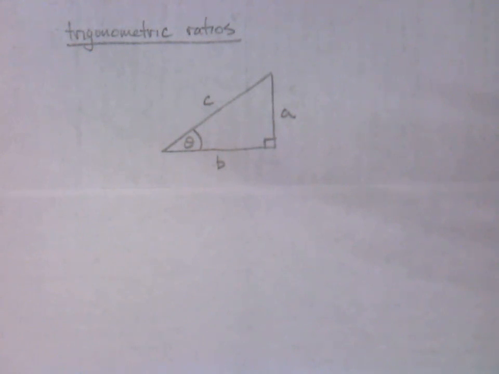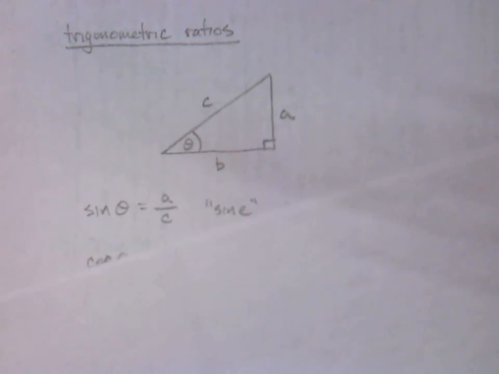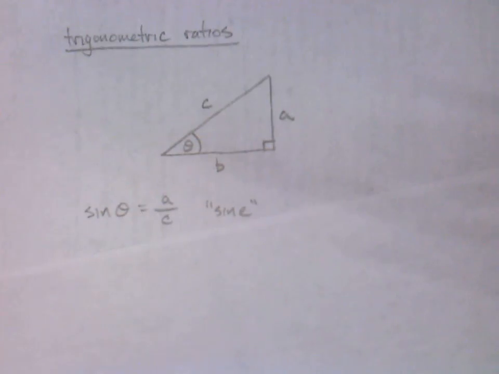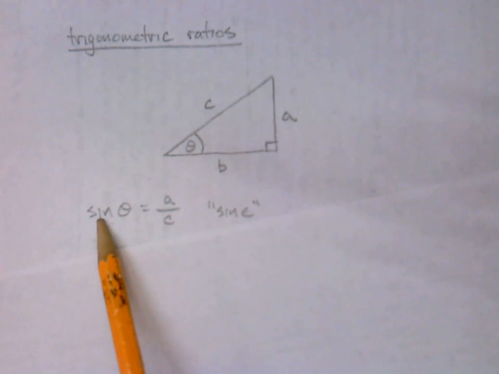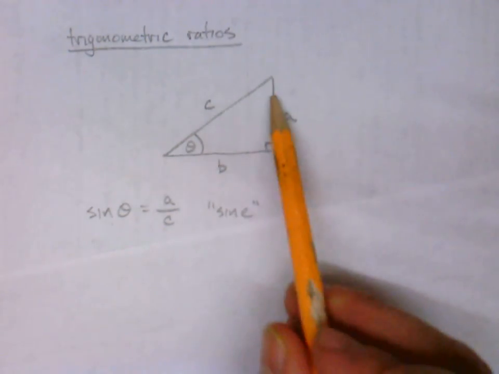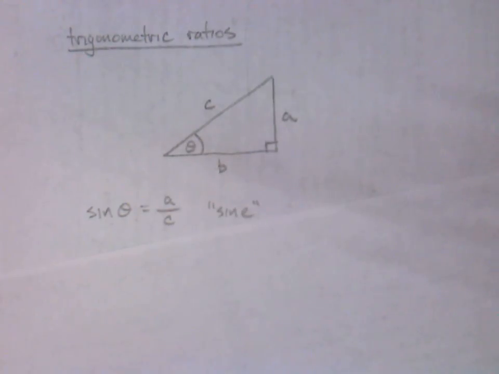Okay, so it turns out there are 6 trigonometric ratios. So I'm going to try and reveal only one at a time here. Sin theta, we call it sine. The sine of theta is the ratio of A to C. Whatever that length is divided by that length there. A over C.